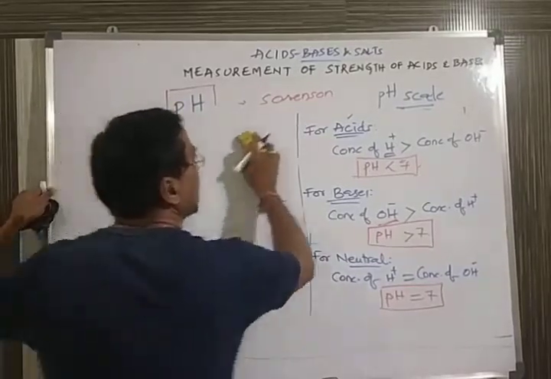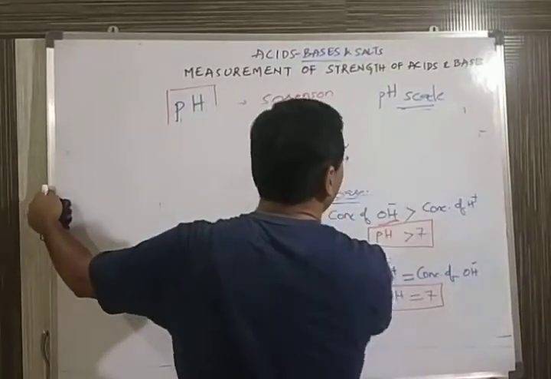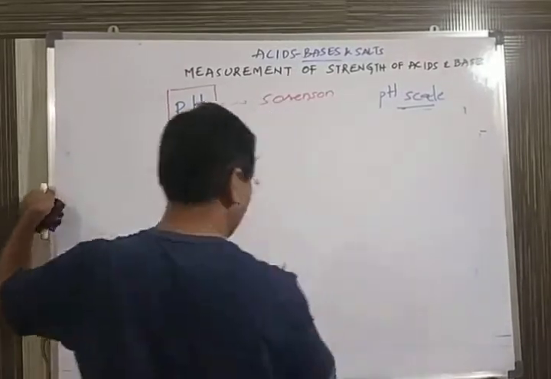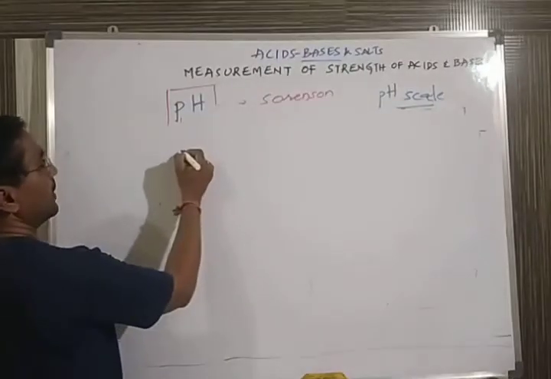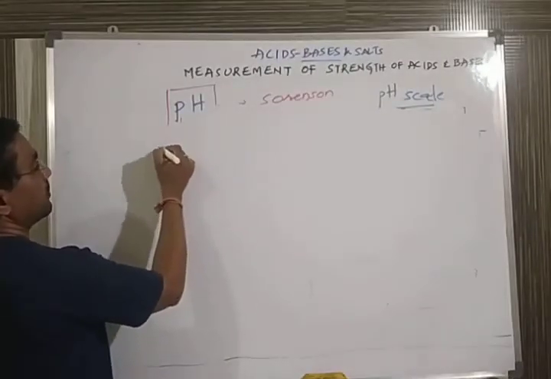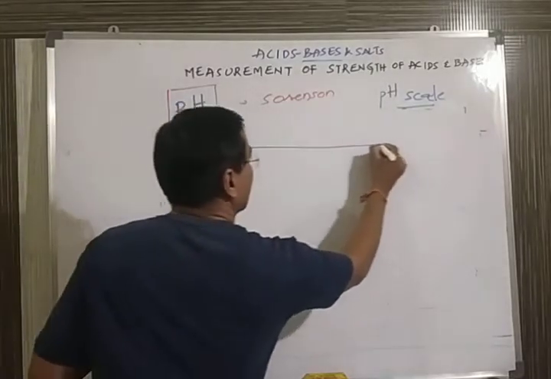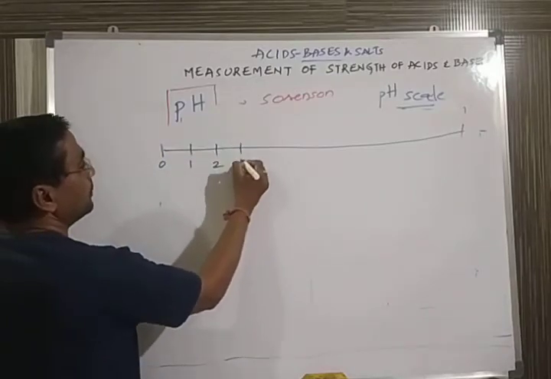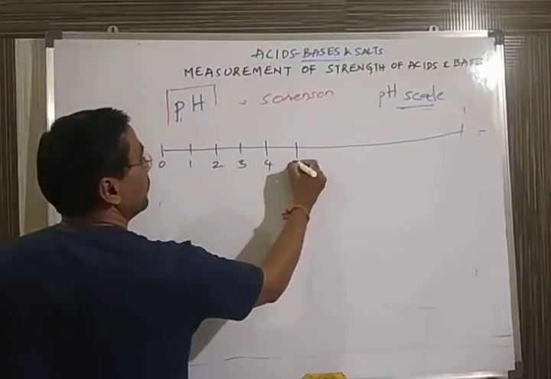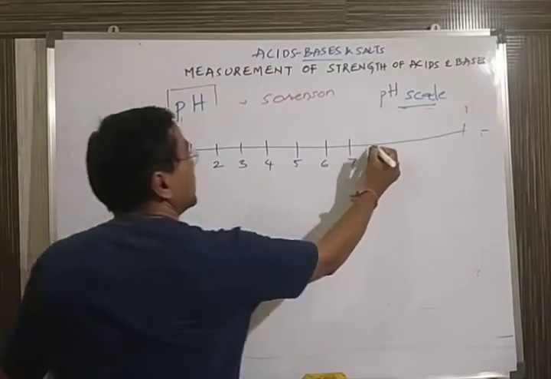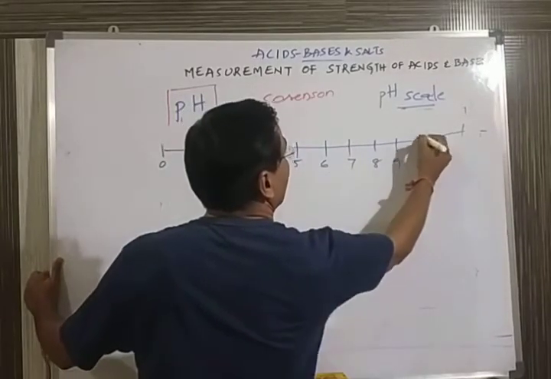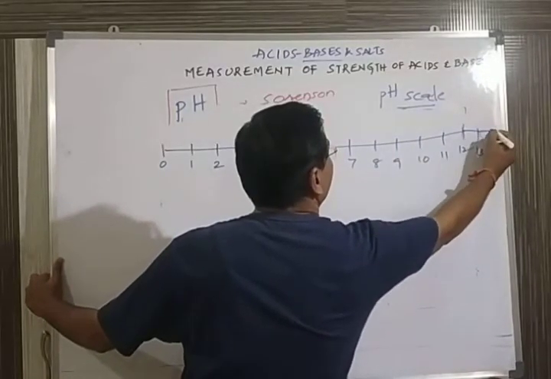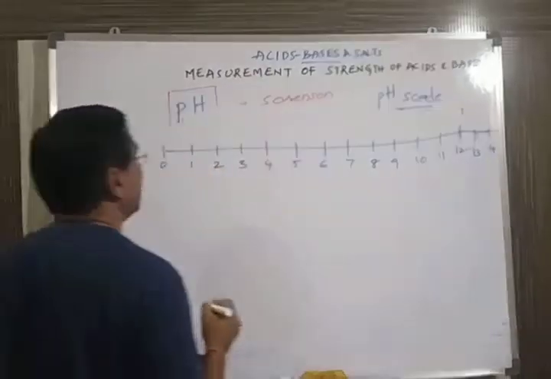the total pH scale will contain 14 units. Let's have this pH scale. It will have 0, 1, 2, 3, 4, 5, 6, 7, 8, 9, 10, 11, 12, 13, 14. So 14 units are there.